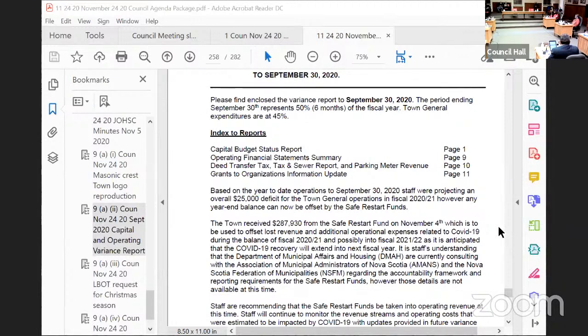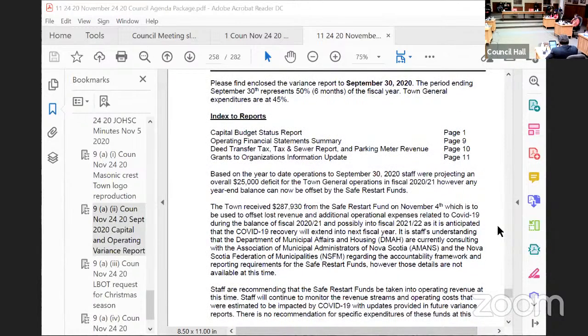amounts to date, and it will also include references for any particular departmental items that should be brought to Council's attention. On page 10, you'll find a summary of the deed transfer tax collected, the collections on the tax and sewer amounts for the year, and parking meter revenues as well. And then the last page of the report is the grants for the current year.